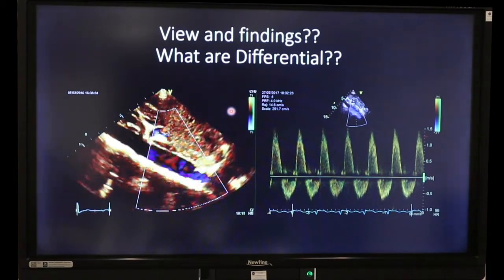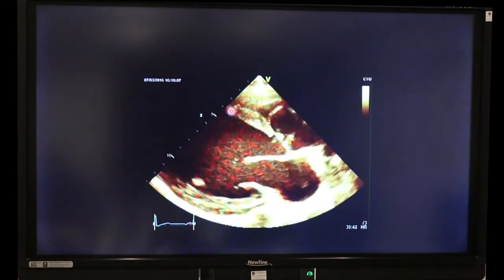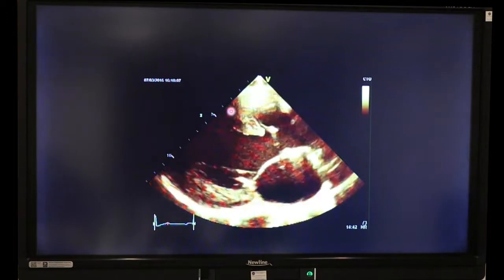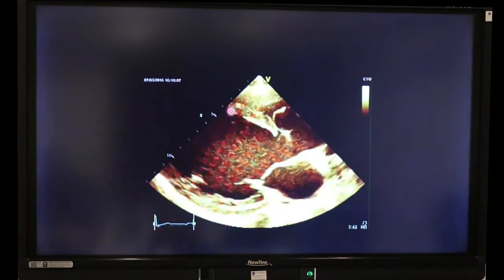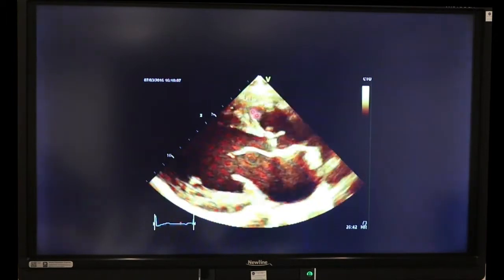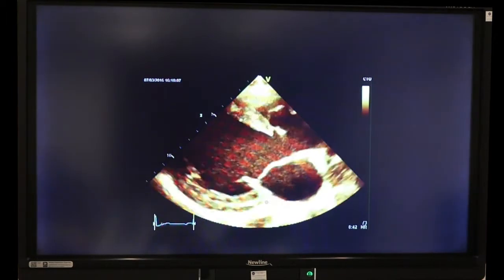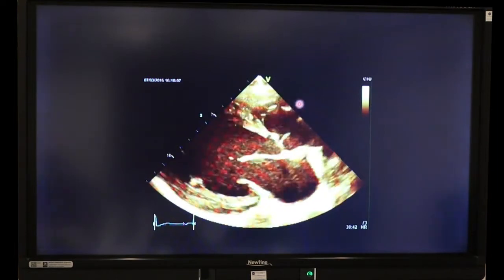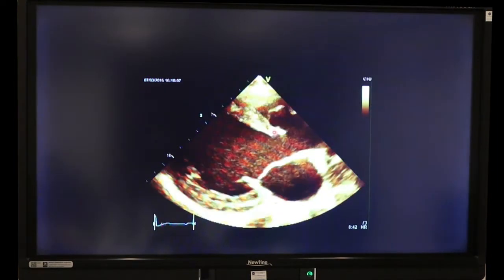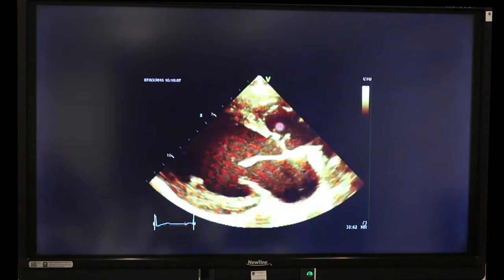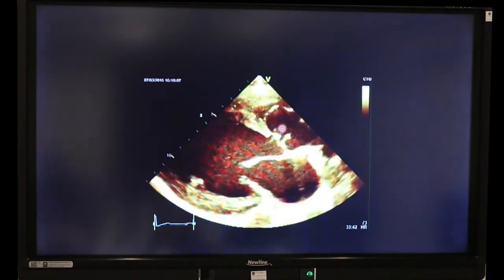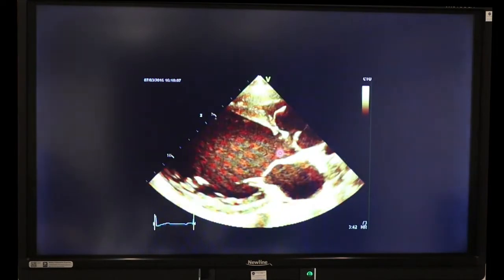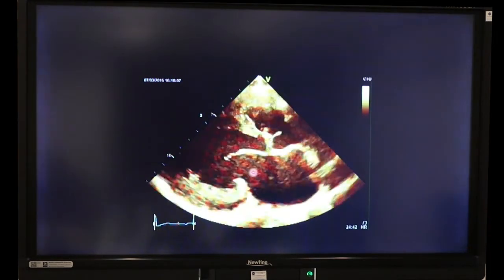For the diagnosis, you have to look at the other views. This is the parasternal long axis view of the same patient. What is it showing? It is showing a normal size RV, a hugely dilated LV, with aneurysmal formation of the right sinus of Valsalva, with the retracted right coronary cusp, causing the non-coapting aortic valve, likely causing severe AR.